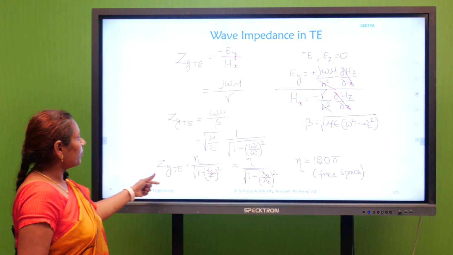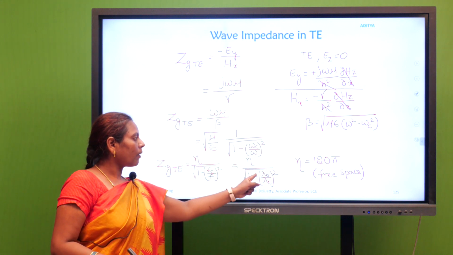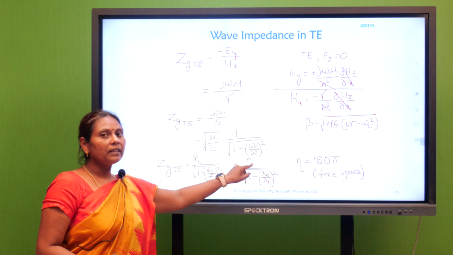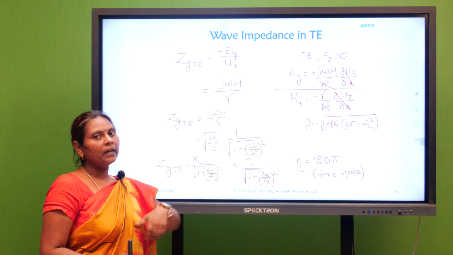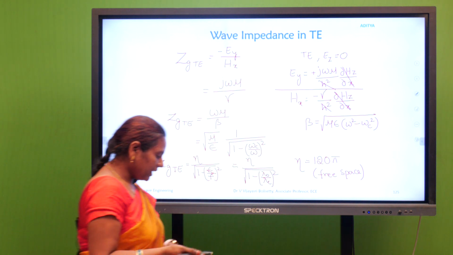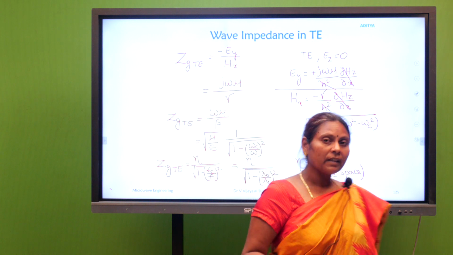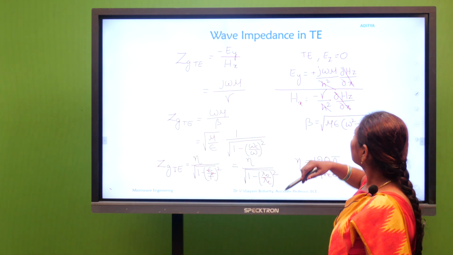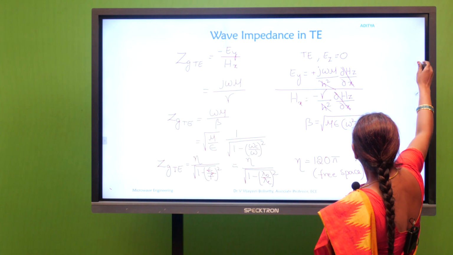So, for TM it is eta root 1 minus lambda naught by lambda c whole square, and for TE it is eta by root 1 minus lambda naught by lambda c whole square. So, we have derived the expressions for wave impedance in TE mode and TM mode, and let us go to the summary of this session.